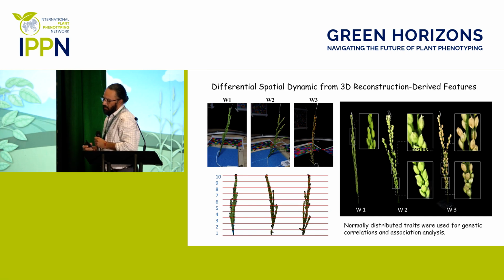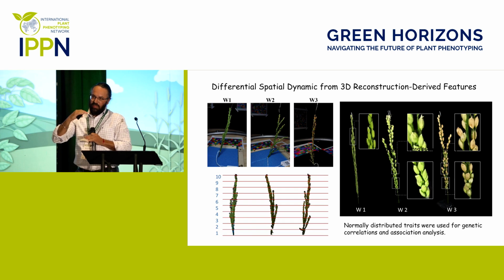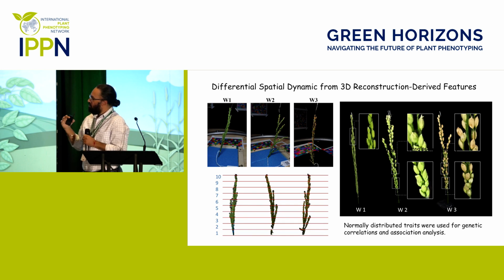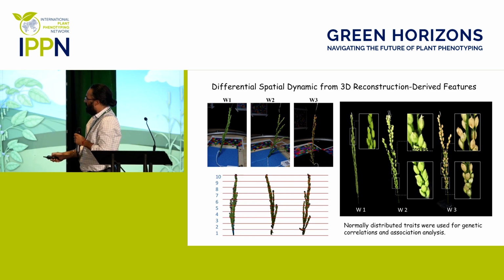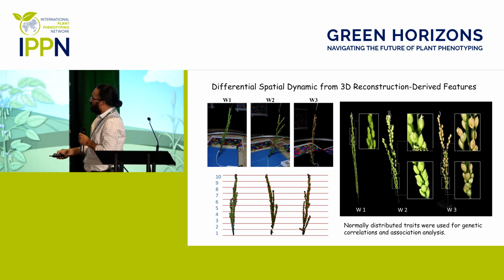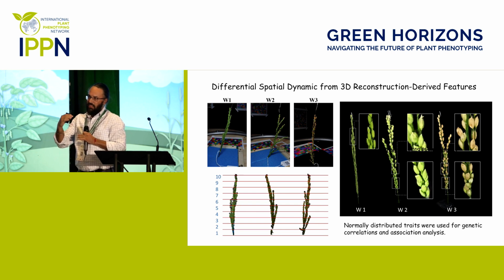So the next thing we wanted to ask was, we were interested in this superior and inferior, and we know that they're not uniformly distributed. So could we actually segment? If we have a 3D volume, like a 3D point cloud structure, could we actually segment or slice it into 10 geometric segments and then treat each of those segments as an independent trait?